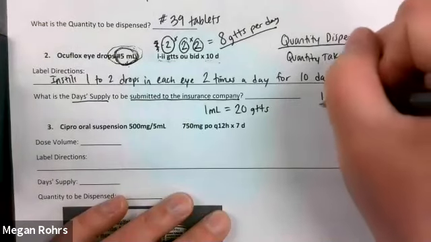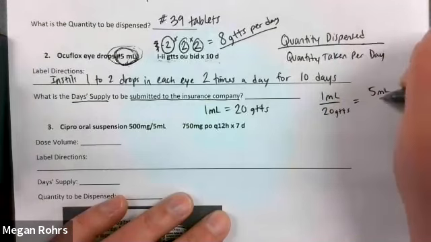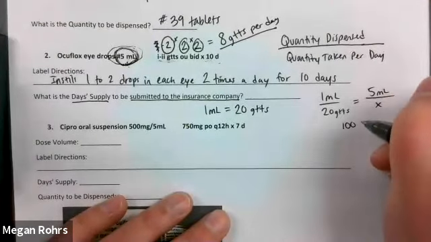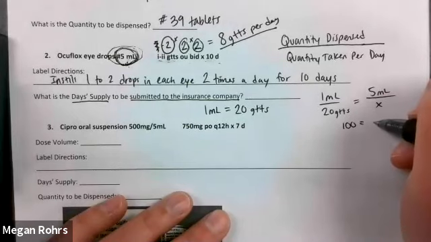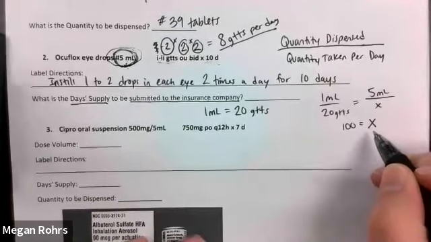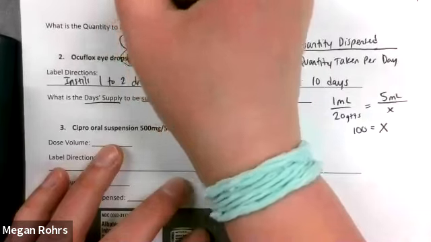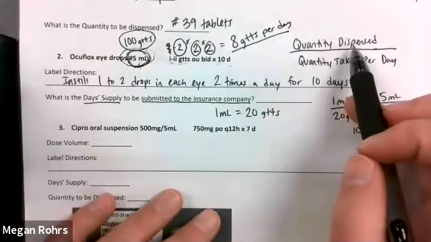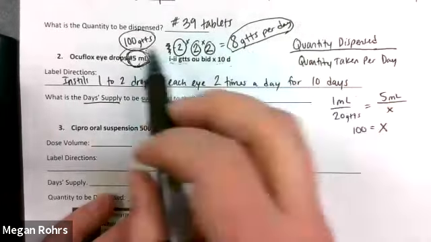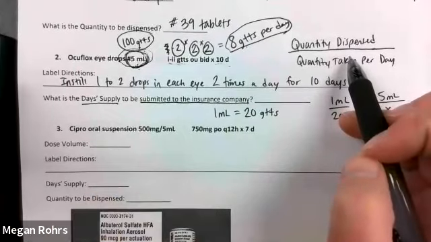So if 1 ml is 20 drops, set that equal to 5 mLs over X. 20 times 5 is 100. 1 times X is just X. So X is 100 drops. So we are giving them 100 drops. That is our quantity that's being dispensed. Now that both of these units are the same, now we can plug that into our equation.